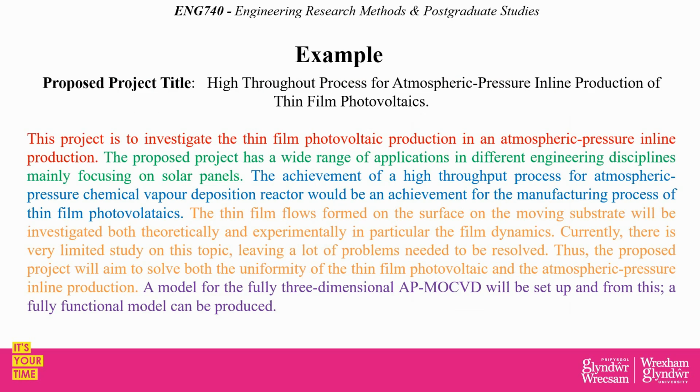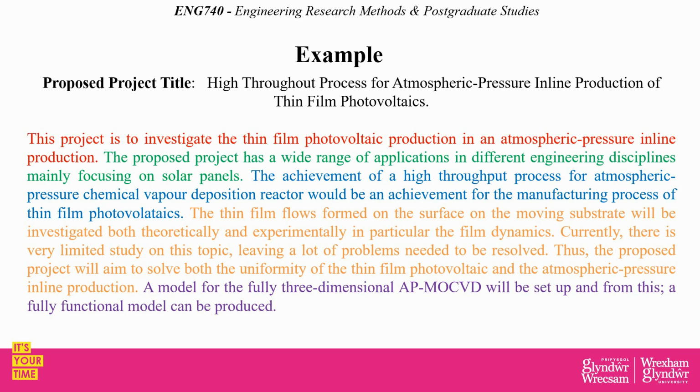So once you've done your brainstorm, this is an example of writing a brief description. The project title for this one is a high throughput process for atmospheric pressure inline production of thin film photovoltaics. This is my PhD research, and throughout the whole module, when it comes to writing the research proposal, we'll be using this as a main focus and topic where I'll be giving examples. So you can see this project is to investigate the thin film photovoltaic production in an atmospheric pressure inline production. The proposed project has a wide range of applications in different engineering disciplines, mainly focusing on solar panels. The achievement of a high throughput process for atmospheric pressure chemical vapor deposition reactor would be an achievement for the manufacturing process of thin film photovoltaics.